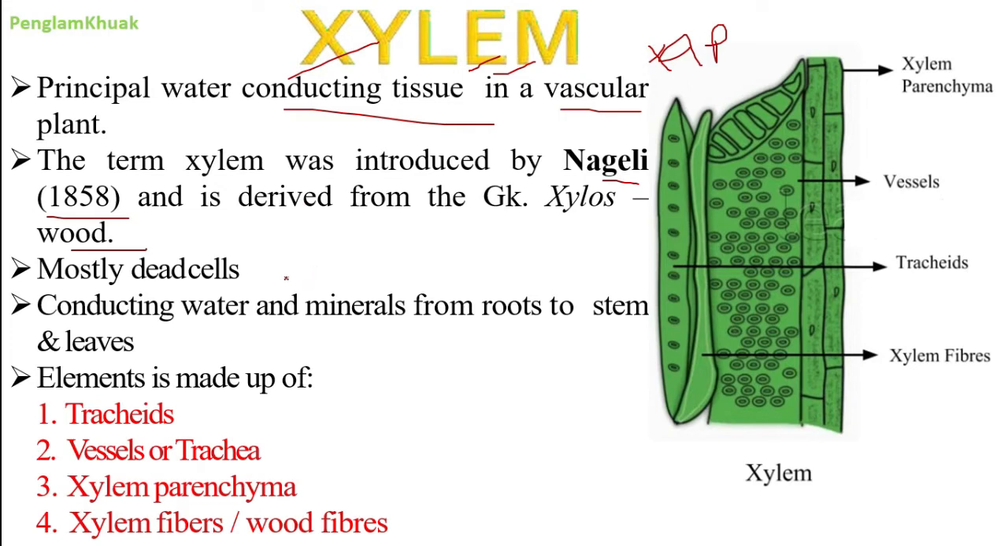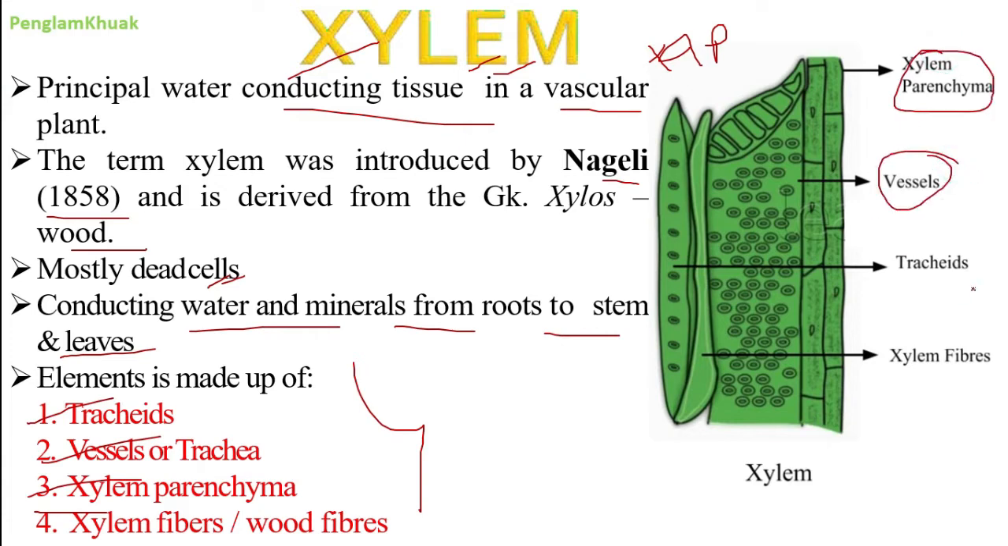So xylem cells are dead cells. Basically, as I already mentioned, xylem conducts water and minerals from the root to the stem and to different parts of the leaf, and it is made up of four elements: tracheids, vessels or trachea, xylem parenchyma, and xylem fiber or wood fiber. So let's talk in detail about the composition of xylem fiber, tracheids, vessels, and xylem parenchyma.